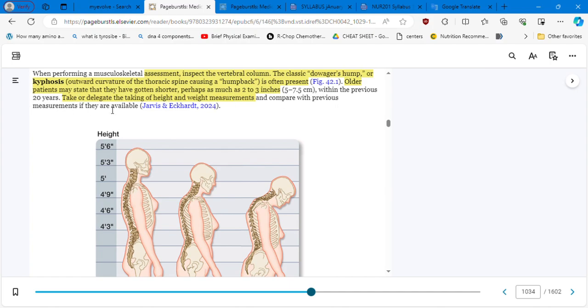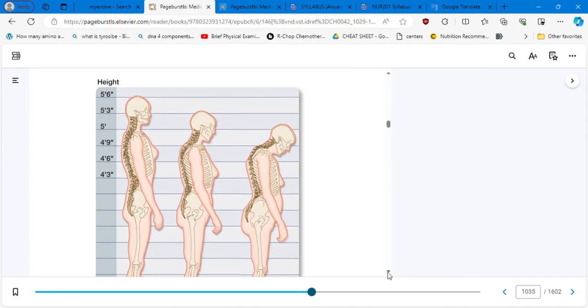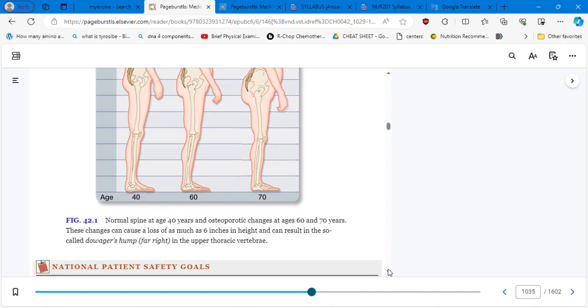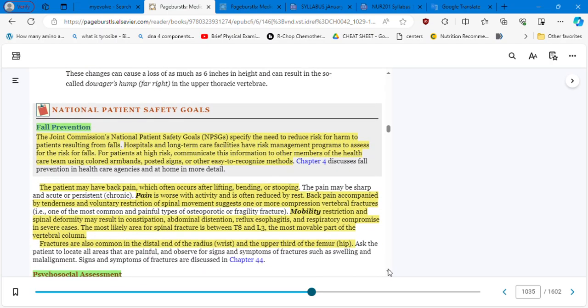Take or delegate the taking of height and weight measurements and try to create a baseline, right? So you have somebody who was, I don't know, 5'8" in 2020 and right now is 5'3" in 2024, and the patient is 68 years old. So review that if the patient is having kyphosis, for example, right? Fall prevention: the Joint Commission National Patient Safety Goal specifies the need to reduce risk for harm to patients resulting from falls.